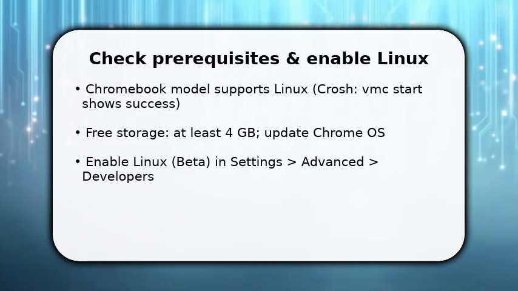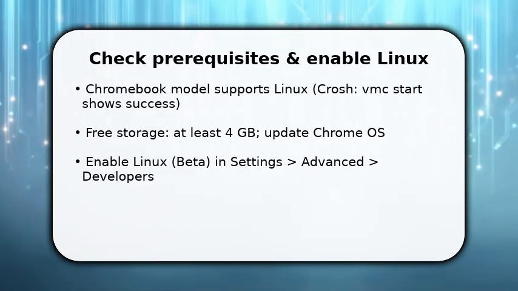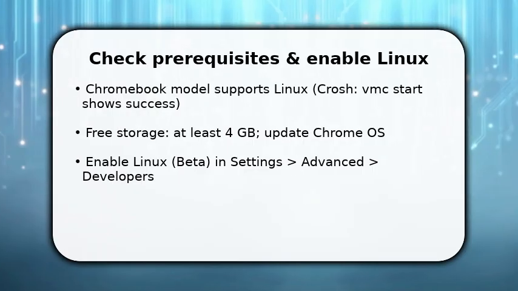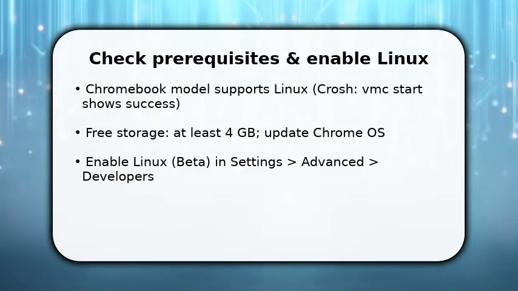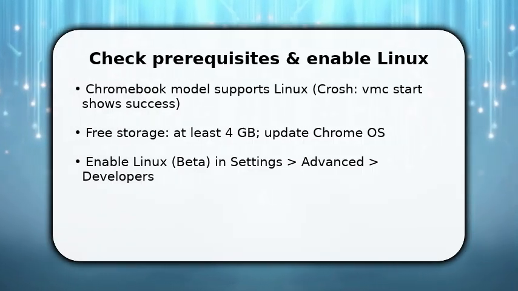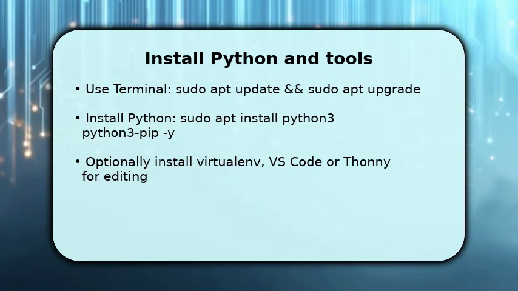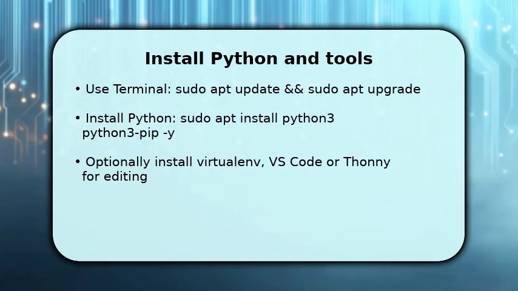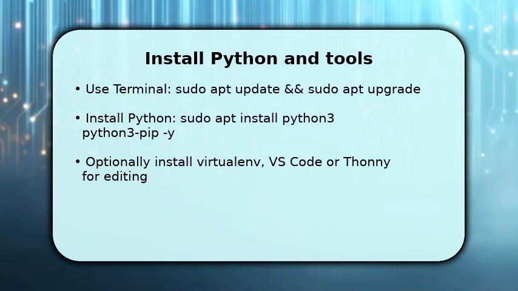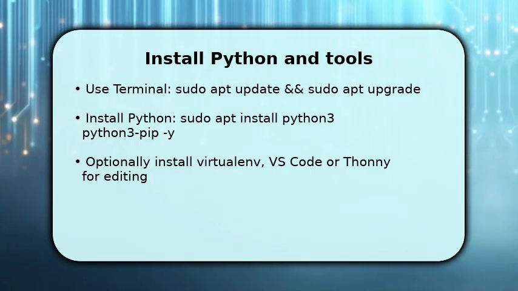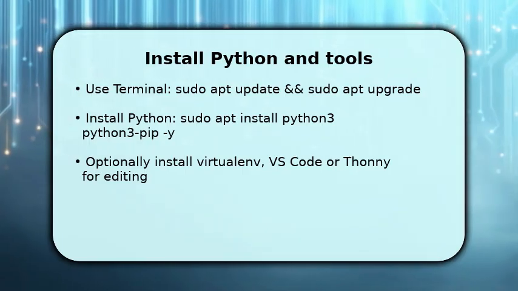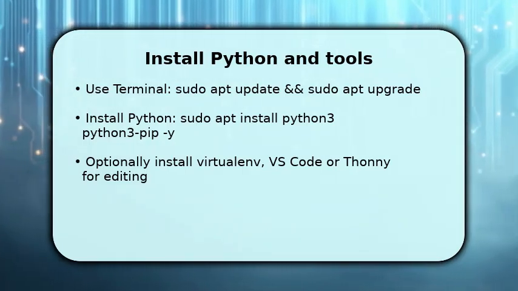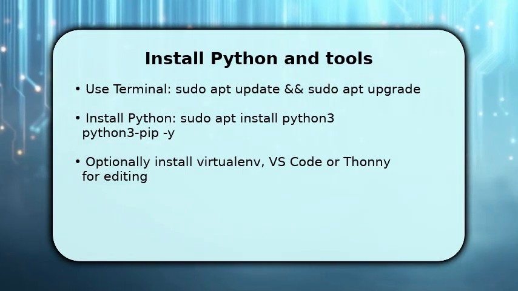You'll use it immediately. Make sure the Linux container finishes installing before proceeding, because a tempting package installs too early causes errors. Now you'll install Python and the developer tools. In terminal run sudo apt update and sudo apt upgrade to sync packages. Next, install Python 3 and pip with sudo apt install python3 pip -y. This gives you the interpreter and package manager.